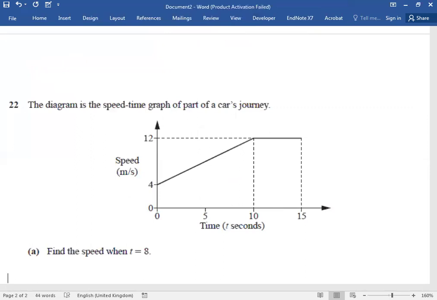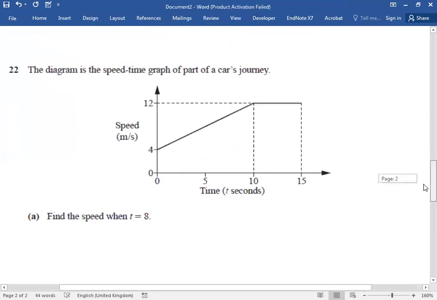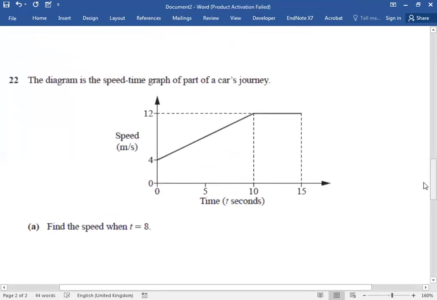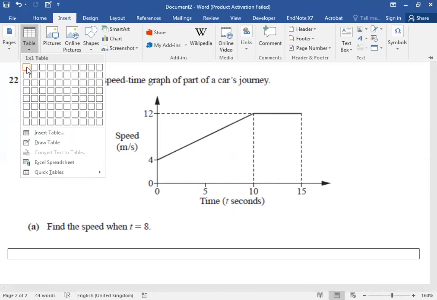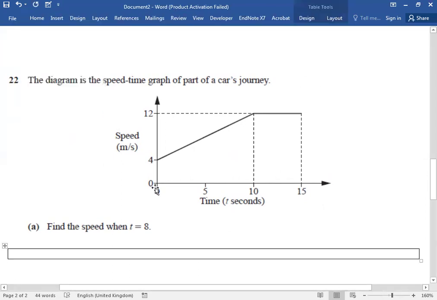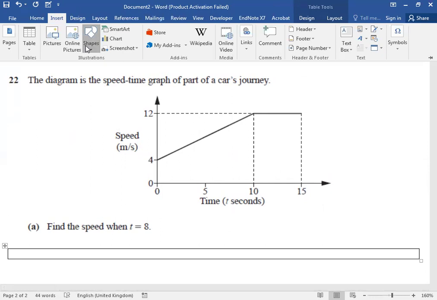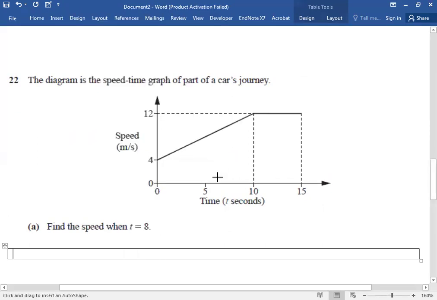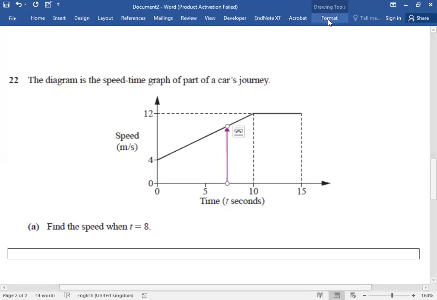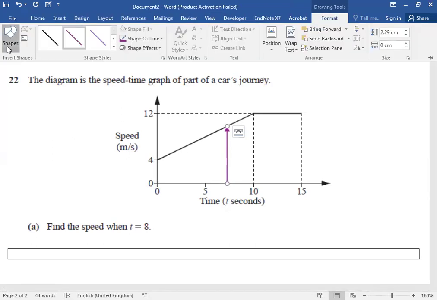Let's have a look at another question. Read the question carefully first. The speed when t is 8. Now, there is no grand concept of kinematics involved in this one. Some basic, very basic concept of gradient. I need to find the speed when the time is 8. Is that right? This is what I'm searching for.